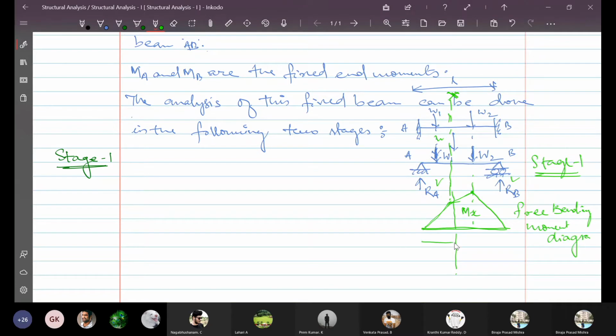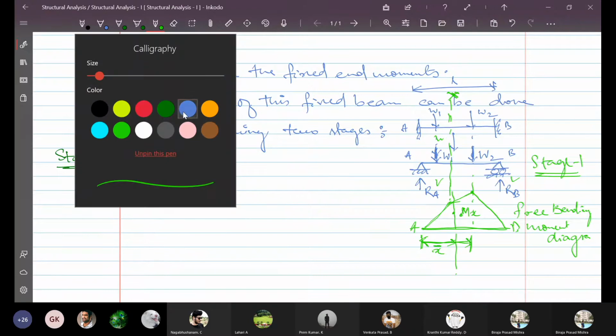So this section X is at a distance of x bar. The CG of this whole bending moment diagram is at a distance of x bar from the end A. Okay, this is end A, this is end B. So here we can write like this.